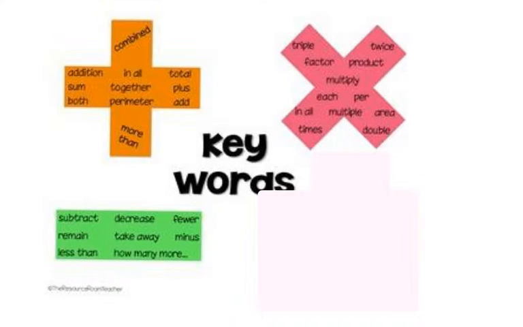When you are going through these problems and reading carefully, look for these key words. These are the words here that typically mean that you're going to be adding as to solve your problem. You have combined, addition, sum, both, in all, together, perimeter, more than, total, plus, add. And here are keywords for multiplication: triple, factor, multiply, twice, product, each, per, in all, multiply, area, times, double. And then here are subtraction words: subtract, decrease, fewer, remain, take away, minus, less than, and how many more.